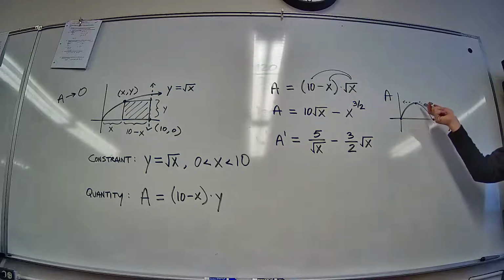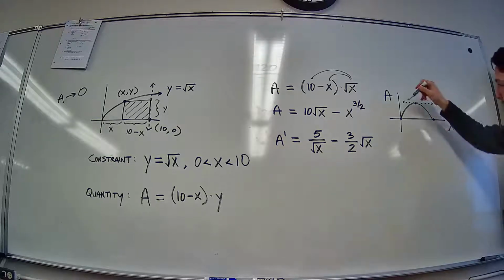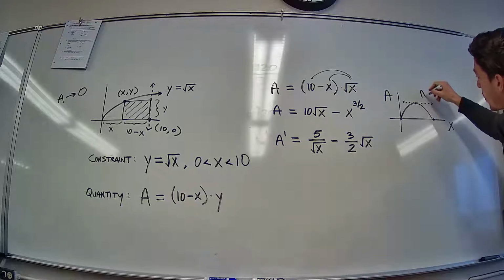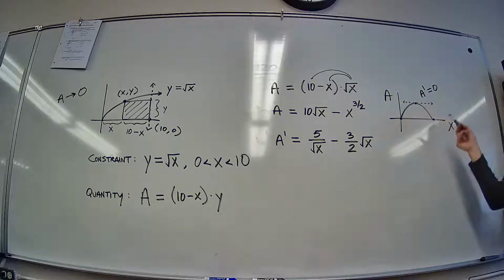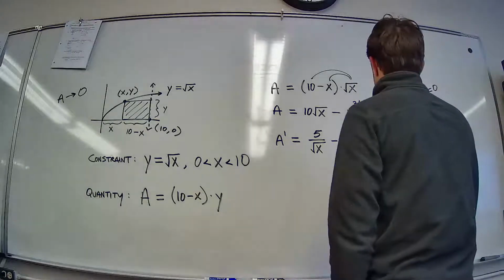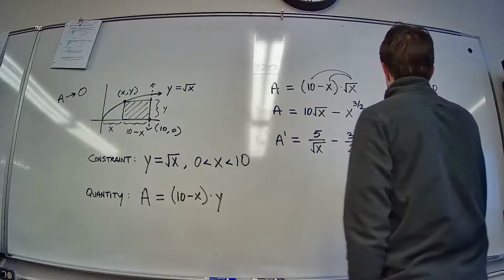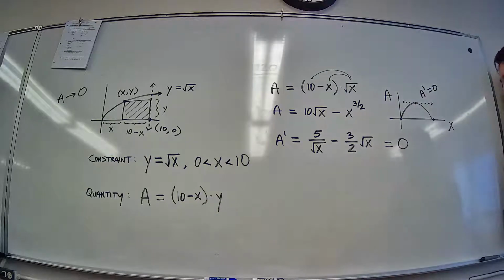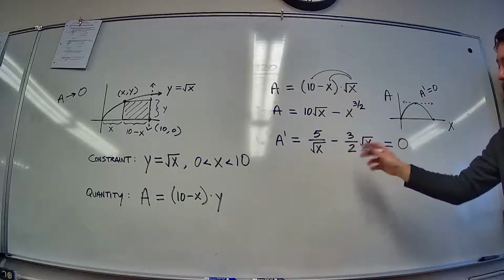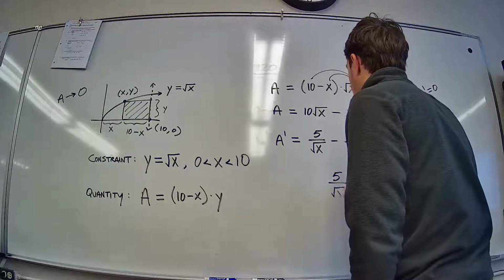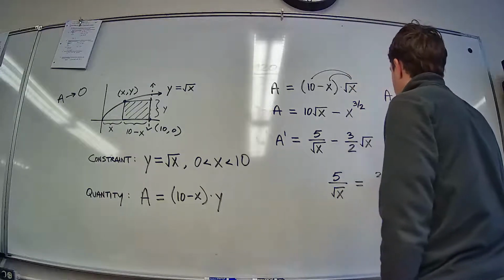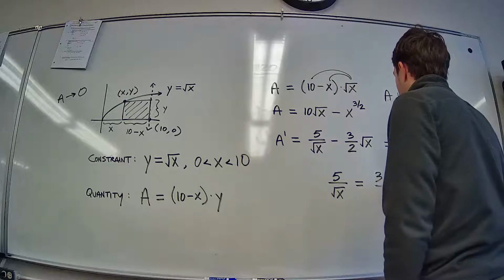We want to know when does it hit the top? The top happens when the derivative is 0, when the slope of this tangent line is 0. So next you set it equal to 0. Now the algebra here is not too bad because you can kind of see what's going to happen with the x's. So you have 5 over root x equals 3 root x over 2.